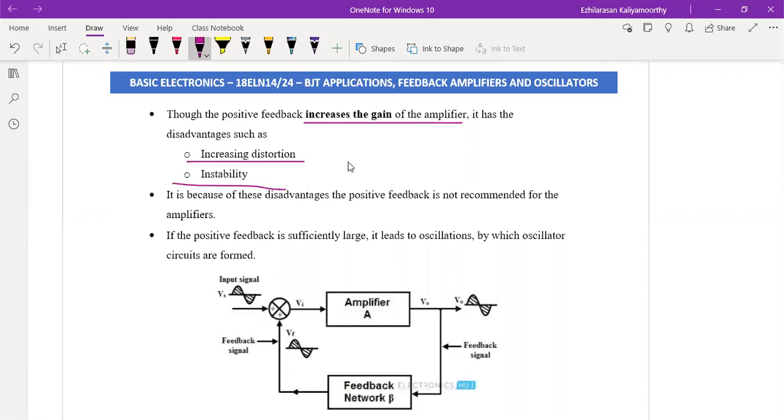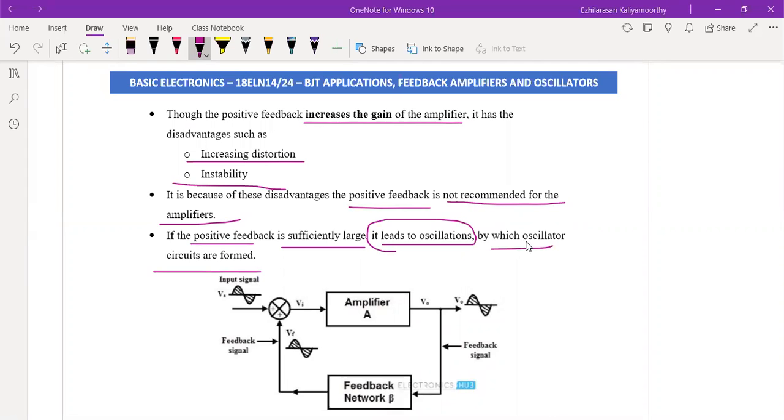Sometimes because of this advantage, positive feedback is not recommended for amplifiers. That is why I said positive feedback will not be used to design amplifier circuits. But if the positive feedback is sufficiently large, then it leads to oscillations, by which the oscillator circuits are formed. As we know, what is meant by oscillator?